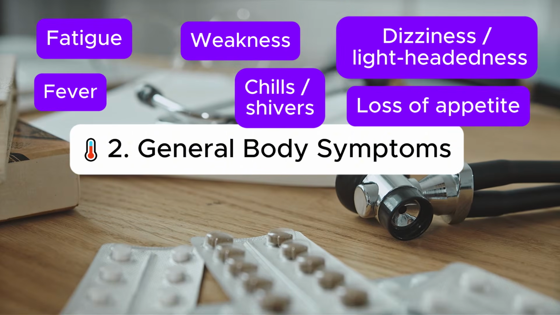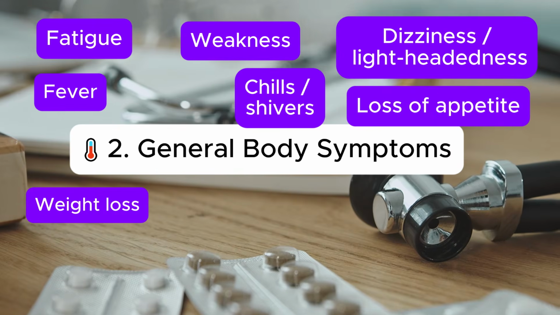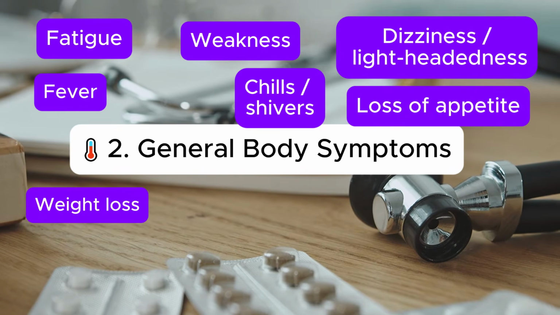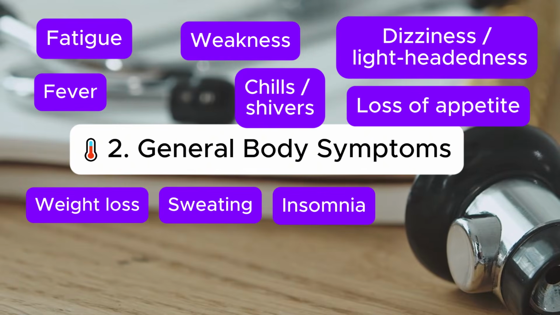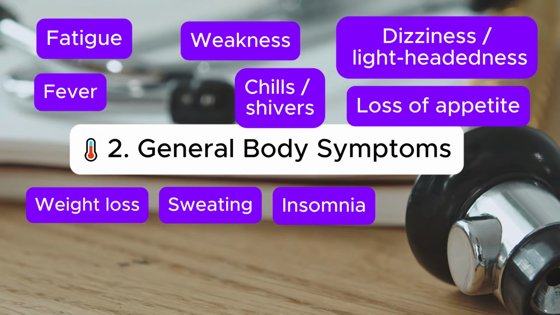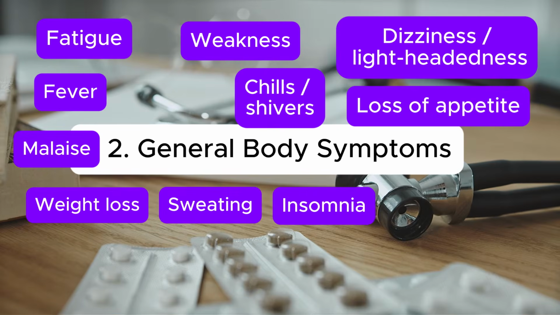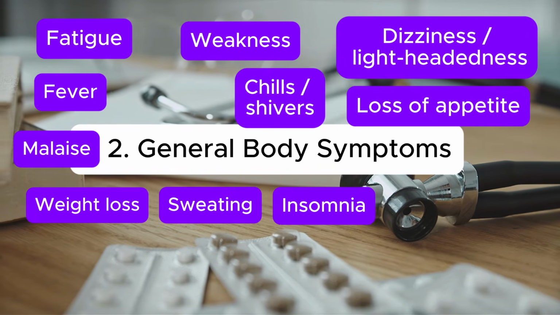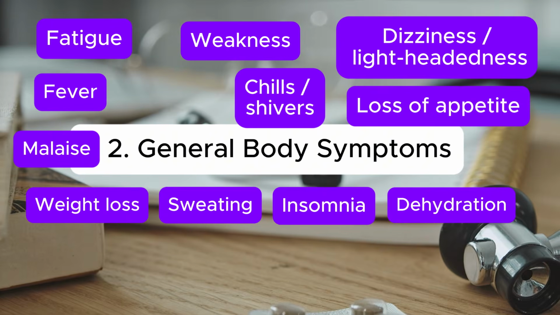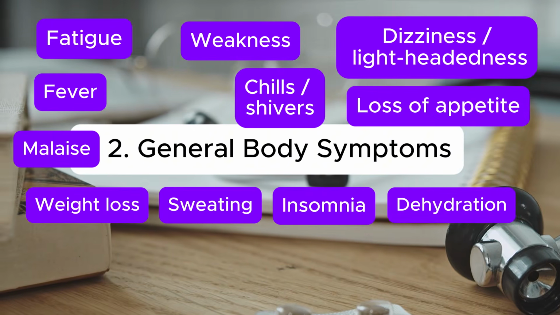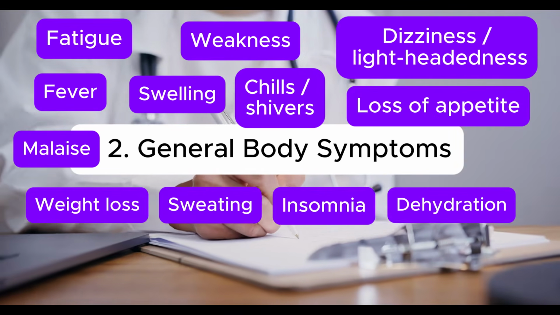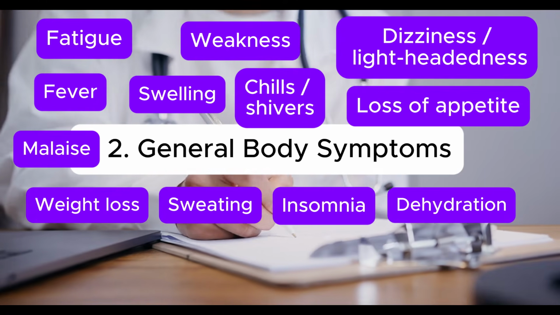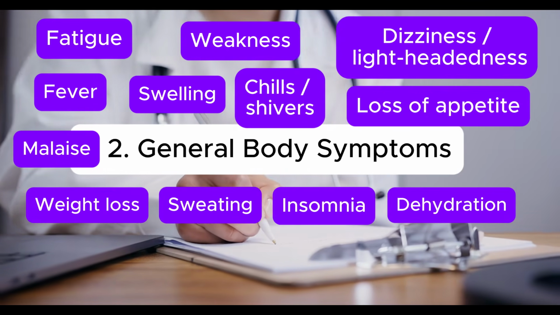Loss of appetite. I haven't been hungry lately. Weight loss. I've lost about 5 kilos in the past month. Sweating. I've been sweating a lot, especially at night. Insomnia. I can't sleep at all these days. Malaise. I just feel generally unwell. Dehydration. My mouth feels dry all the time. Swelling. My ankles are swollen by evening. These are often the first clues that something's wrong, and they help you start building a clinical picture.